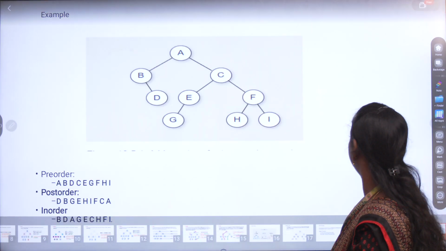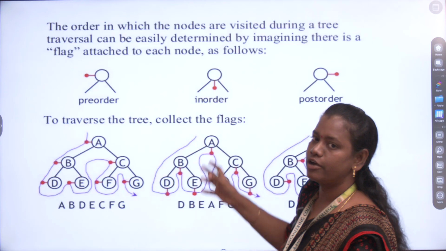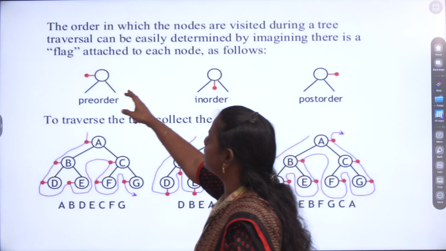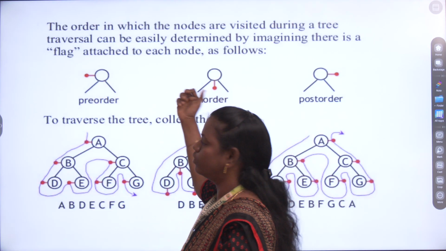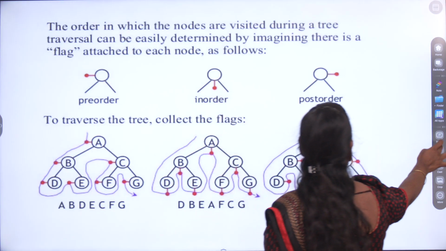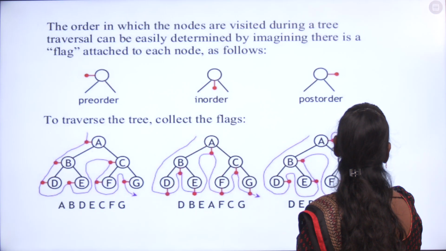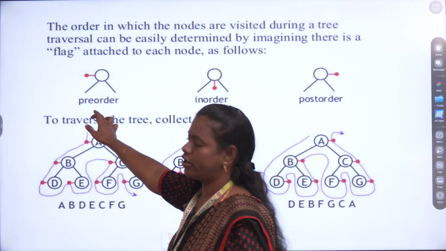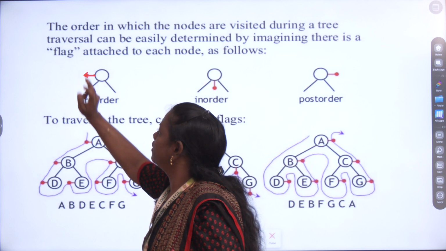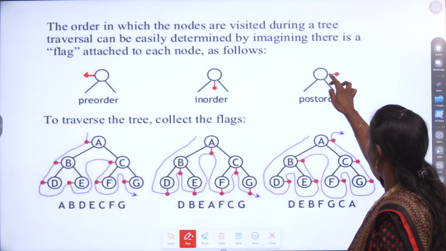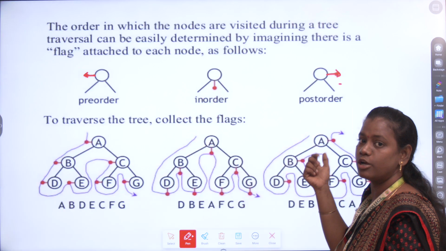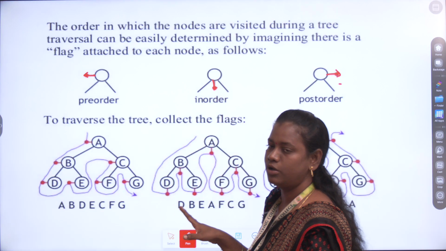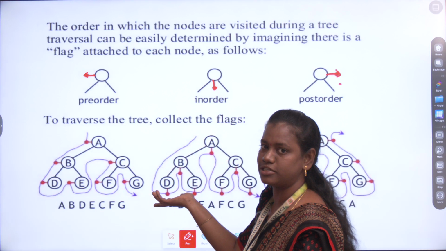And this is one more example. And this is a simple trick to follow the tree traversal technique. Consider a flag is set on each node. If it is pre-order, you need to set the flag on the left side. If it is post-order, you need to set the flag on the right side of each node. If it is in-order, you need to set the flag in the middle of each node. Okay, this is a simple trick to check whether your answer is correct.